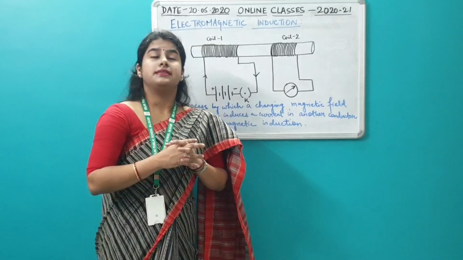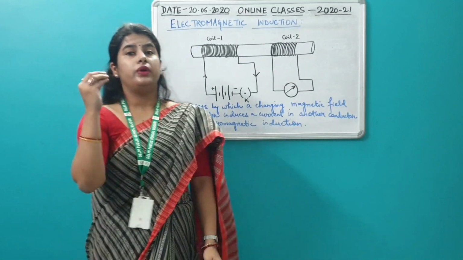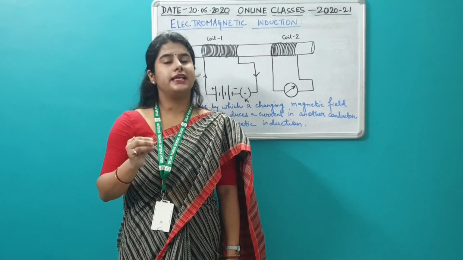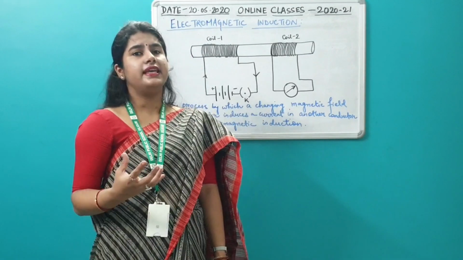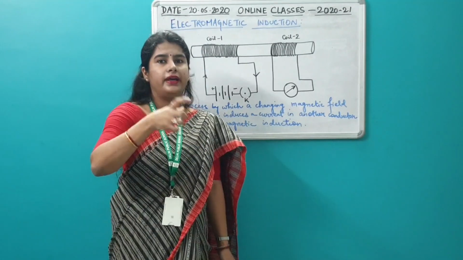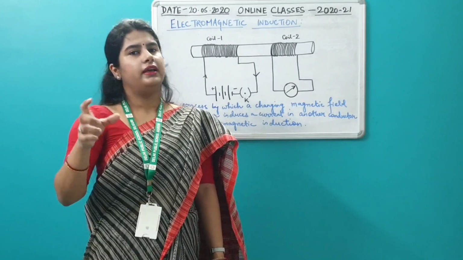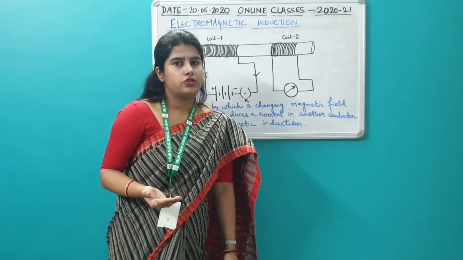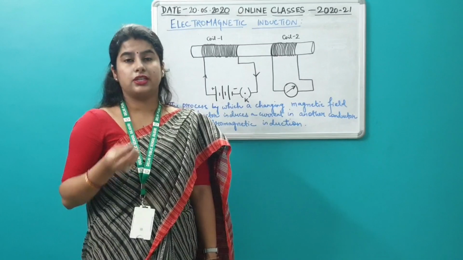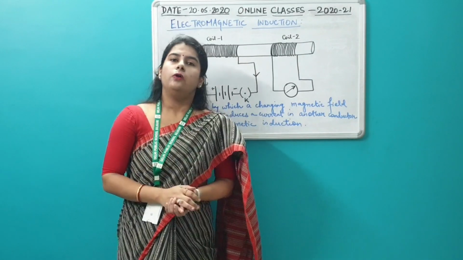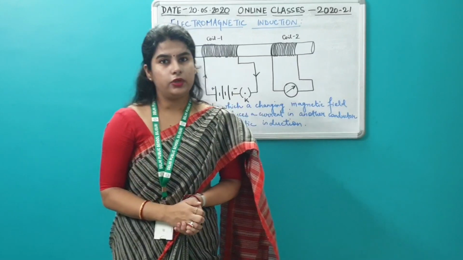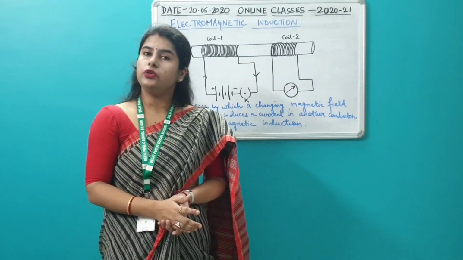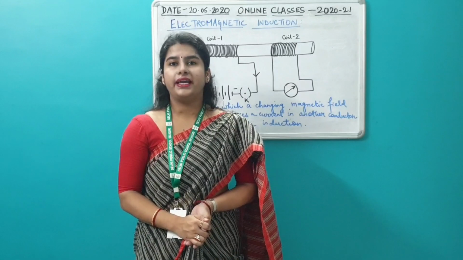Got it? So in this electromagnetic induction, we have got a new term, that is induced current. In most cases, it is seen that if you move a coil in the magnetic field, an induced current is produced, and mostly this is used. The coil is moved. Now, how can you find out the direction of the induced current? So there is another rule, that is Fleming's right hand rule.